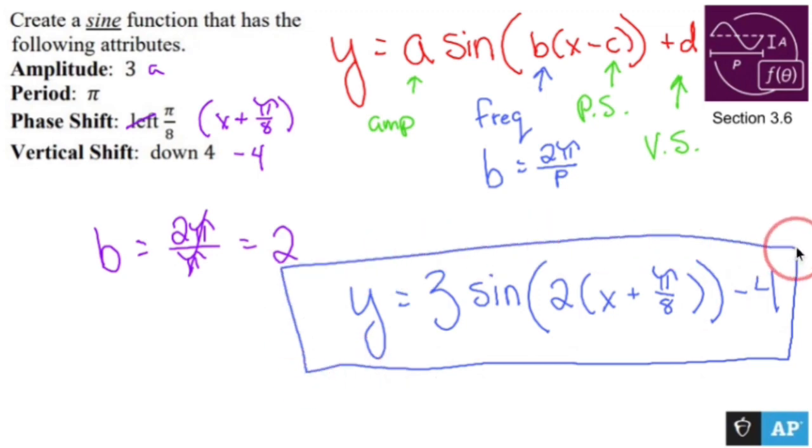Yeah, so not the prettiest problem in the world, but this was pretty straightforward, and the only little bit of math that we had to do was for the frequency. And we just have to be careful with phase shifts because they're backwards when it comes to these types of problems.